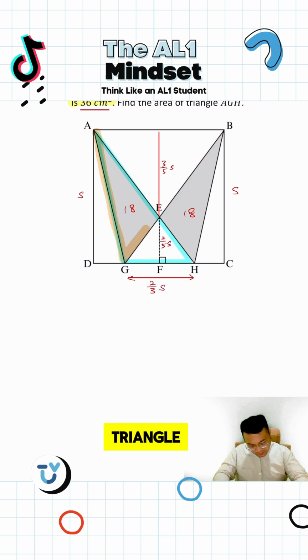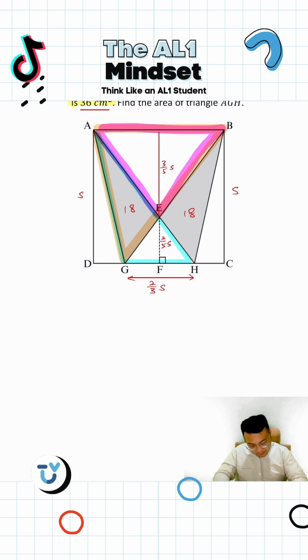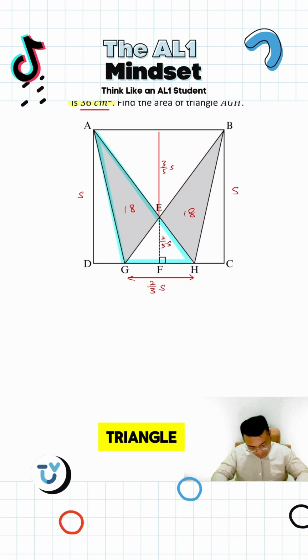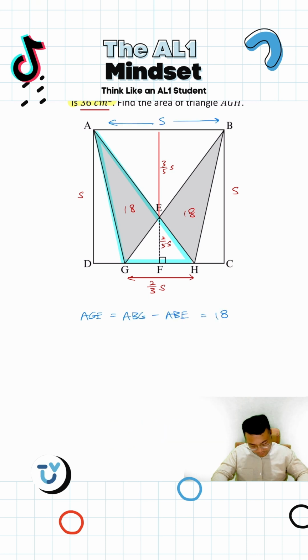Now, if we take triangle ABG and we deduct the area of triangle ABE, what will we get? We will get 18. So let's write that down. Triangle AGE, which is 18, is equal to ABG minus ABE. So what is triangle ABG? Half times the base times the height. You can see that the base and the height of triangle ABG is S, minus half times the base times this height, 3/5 S, and you'll get 18.